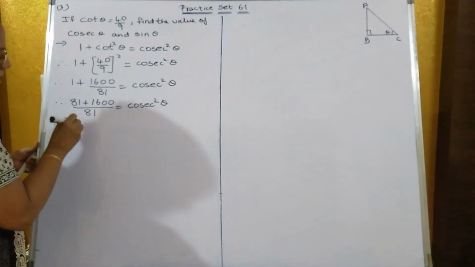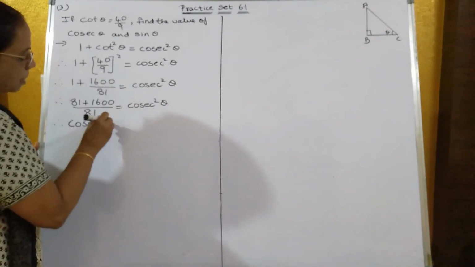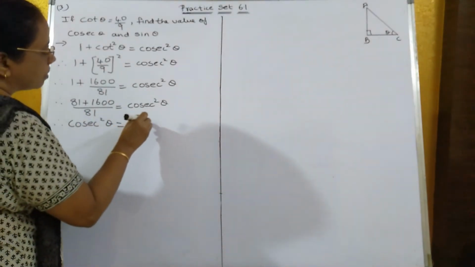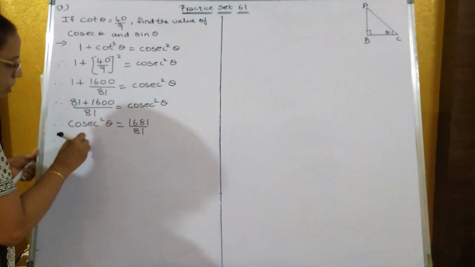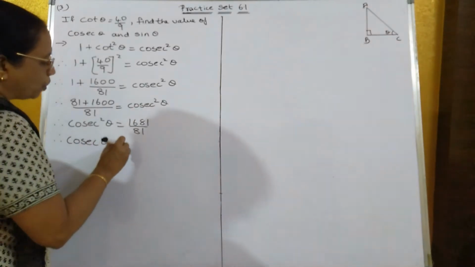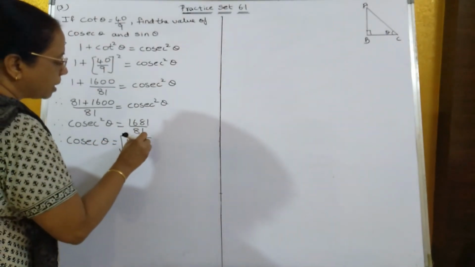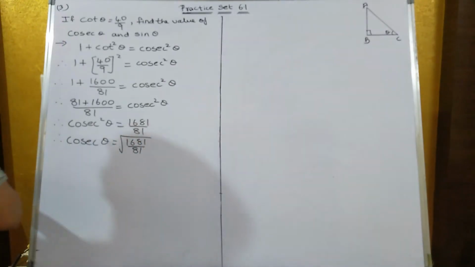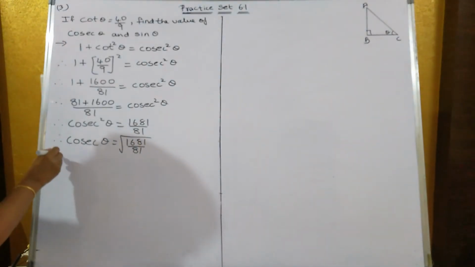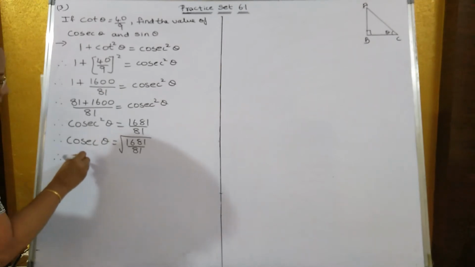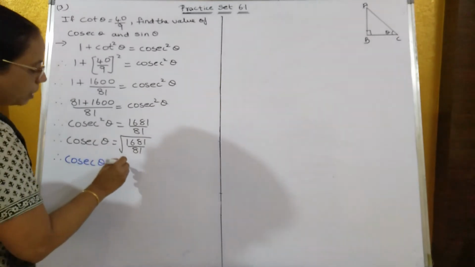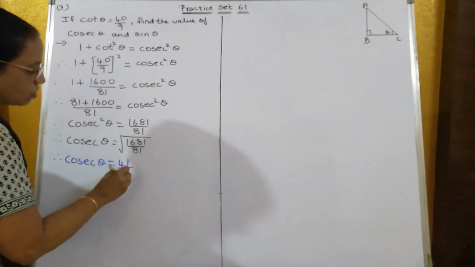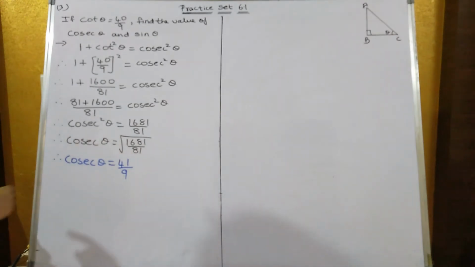Therefore cosec square theta is equal to what? 1681 upon 81. Therefore cosec theta will be equal to root of 1681 upon 81. So what is the value of cosec theta? Therefore cosec theta is equal to, what is the square root of 1681? It is 41, and square root of 81 is what? 9. So cosec theta is equal to 41 upon 9. So we have got the first value.